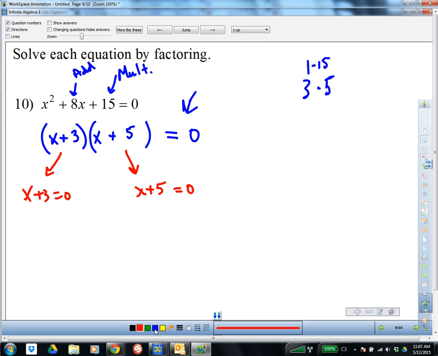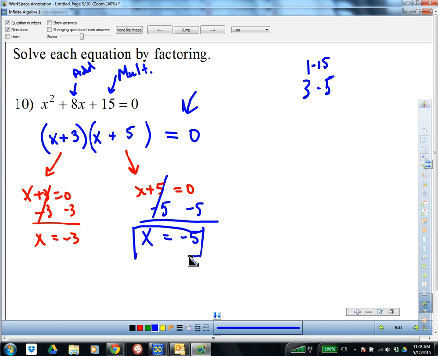Then you're going to solve for x in each of these. Minus 3 here, minus 3 over here. Then I cross these out and you get x equals negative 3. Over here you're going to get minus 5, put a line under, cross it out. We get x equals negative 5 over here. So you could say my final answer is x equals negative 5 or x equals negative 3, and you could write an or between them. All right. Okay, next.